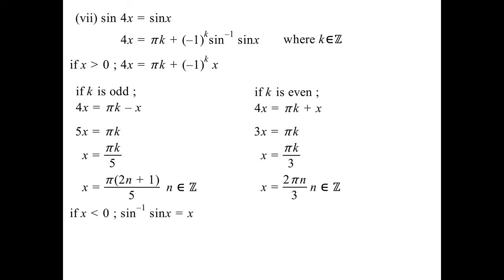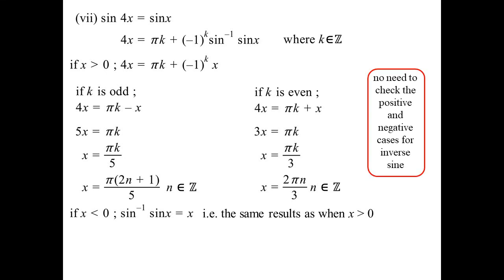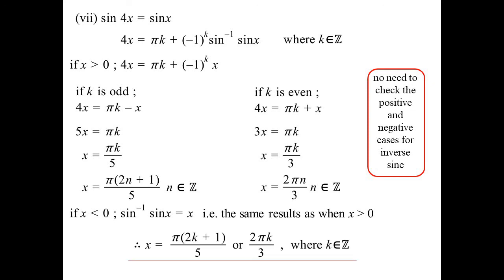If it's negative, well, inverse sine the sine of x, remember we saw it's still going to be the x. So we're still going to get the same results like we saw when we were proving those general solutions. So actually, we don't need to worry about the positive or negative. What we do have to worry about is the odd or the even. That will make a difference. So no need to check the positive and negatives for the inverse sine there. So there's my final answer.